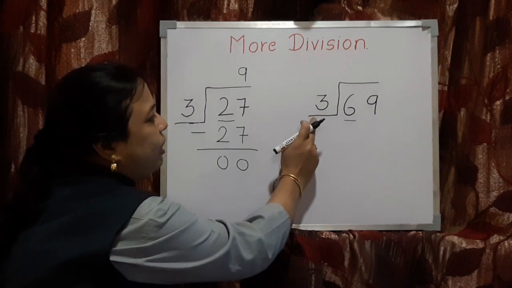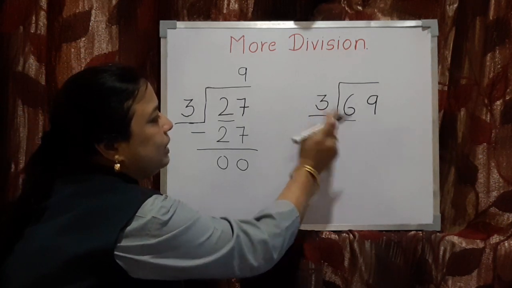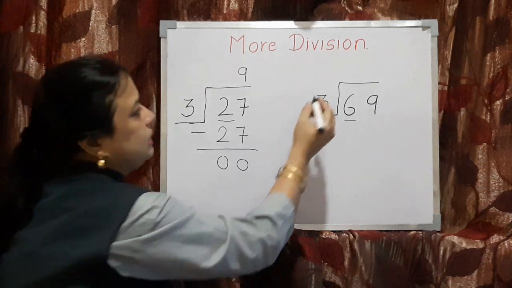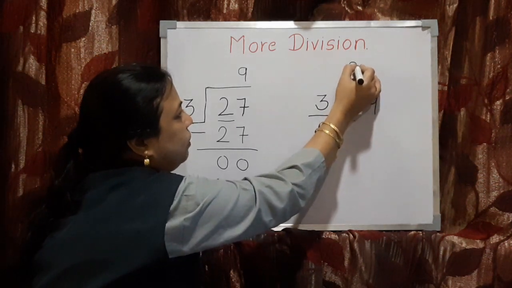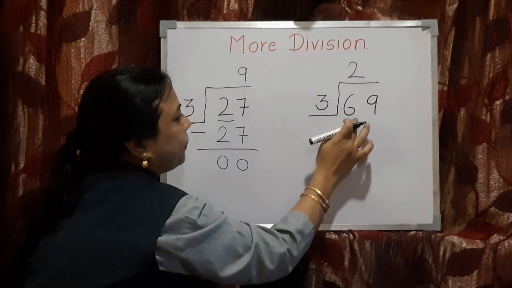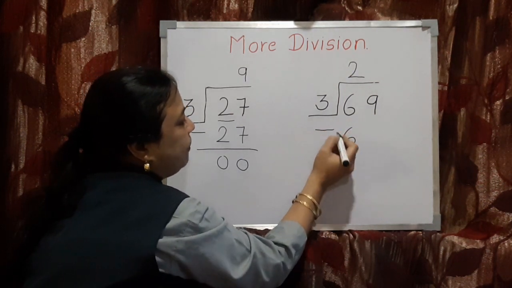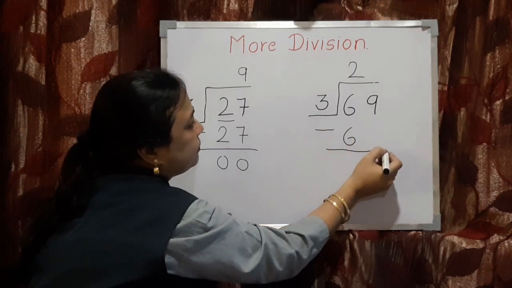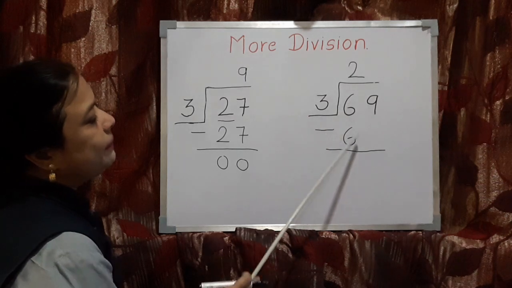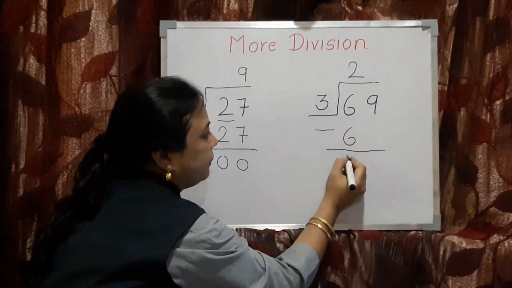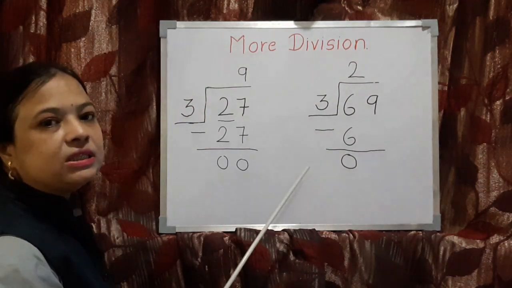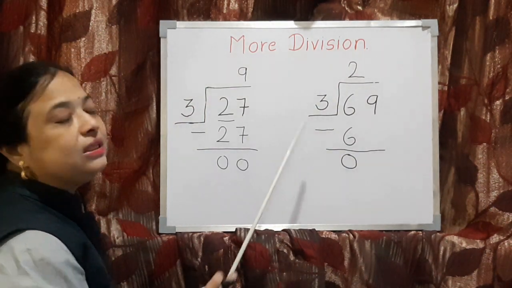So what will we do? We will say the table of 3 and we will go till 6. So 3 ones are 3 and 3 twos are 6. So here we will write down 3 twos are 6. And we are going to subtract only this number. Okay, this number only we are going to subtract. So 6 minus 6 will be 0. So this is the first step of doing a division sum.